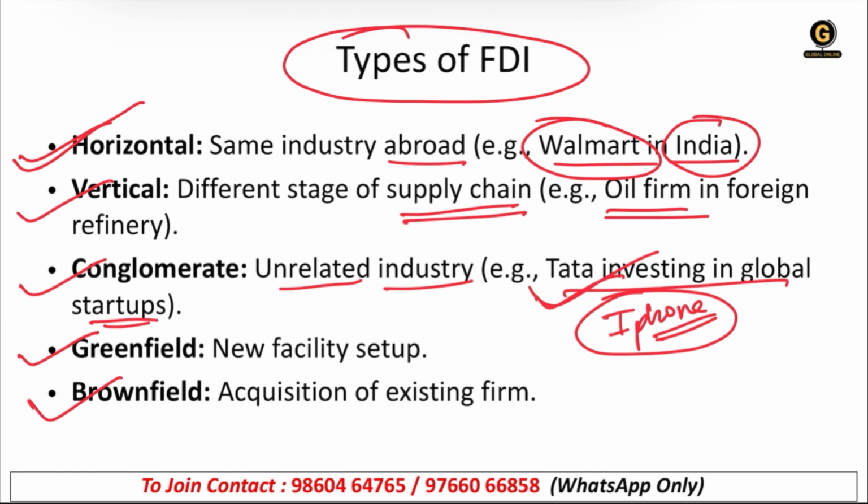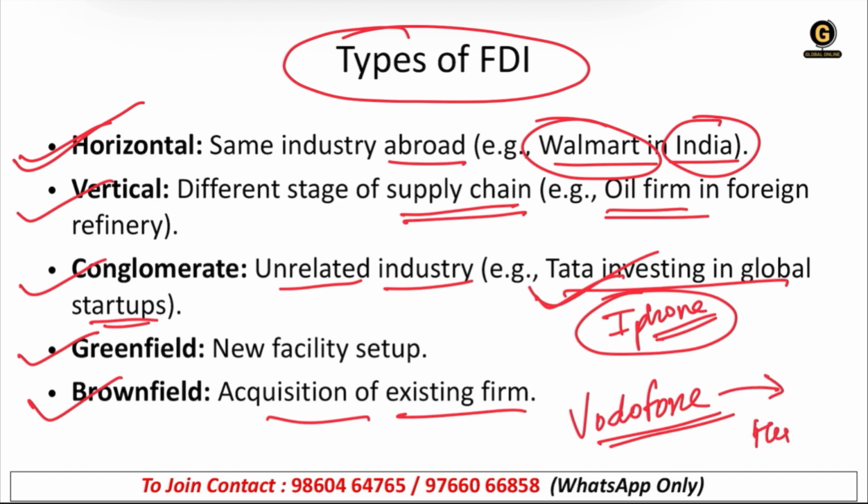See, brownfield means acquisition of an existing firm. What is it? Acquisition of an existing firm. A company buys or merges with an existing business in another country, right? For example, we have a fresh example of Vodafone acquiring Hutch, correct? Vodafone is acquiring Hutch, right? A telecom company in India taking over the existing company. Okay, that is called your brownfield investment.